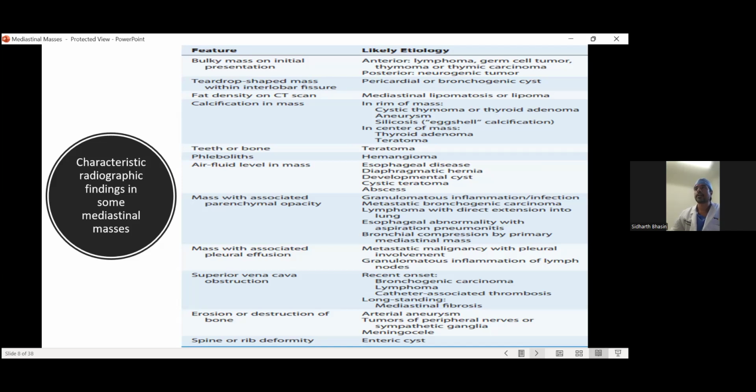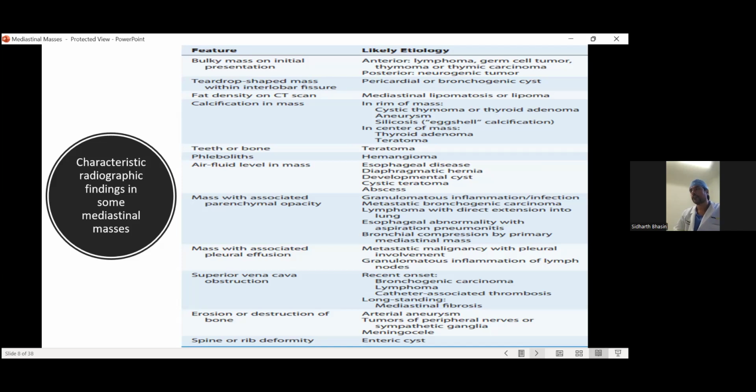A teardrop-shaped mass within the interlobar fissure is very characteristic of a bronchogenic cyst. And if it's near the heart, it could be a pericardial cyst. And then if you see fat density on the CT scan, like if there's a lesion and you put a Hounsfield number on it and it correlates with fat density, then it's most likely mediastinal lipomatosis. If you see calcification in the rim of the mass, it could be silicosis. We all know it could be from the eggshell calcification, which is very common in silicosis. And then in the center of the mass, it could be from thyroid adenoma and teratoma.